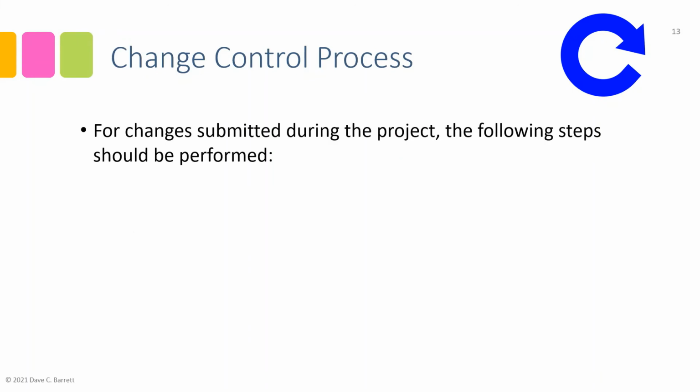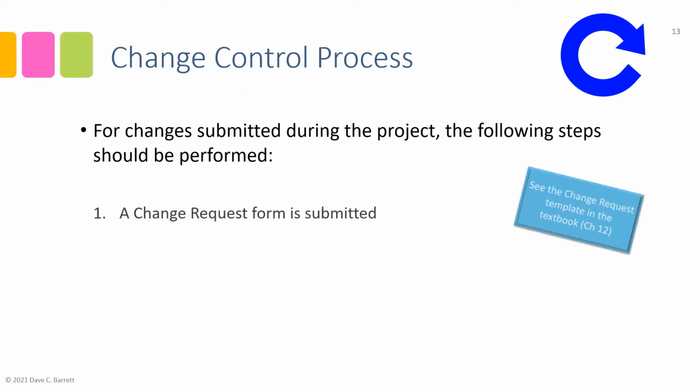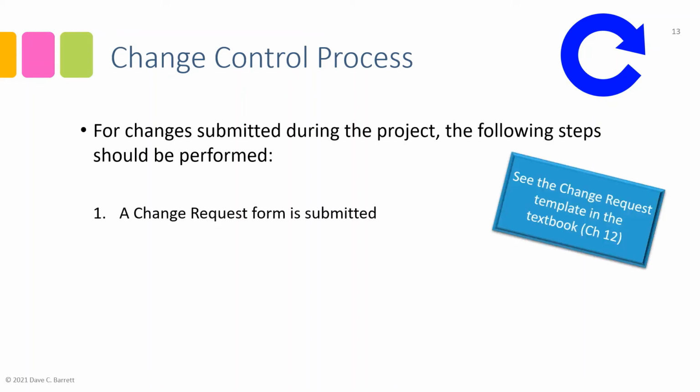So for changes submitted or identified during a project, the following steps should be performed. One, a change request is submitted. You can see an example of the change request template in the textbook, chapter 12. Next, the project team will assess the impact of the requested change. So based on the description of the change included in that change request, the team will update the form to say, well, this is the impact. These are potential costs, potential delays to the project.